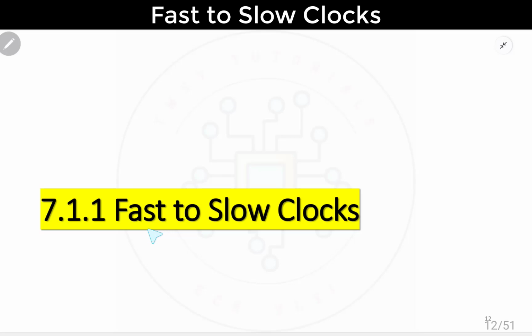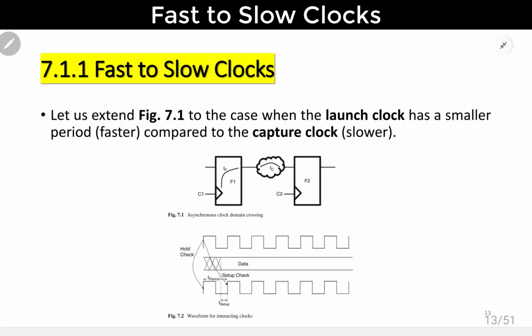Let us try to understand the fast to slow clock scenario. So coming to fast and slow clock, here at C1 we are using a fast clock, and C2 is slow. This is the example which we have seen in the previous cases, but the only difference is that we are going with the fast clock at C1 and the slow clock at C2.